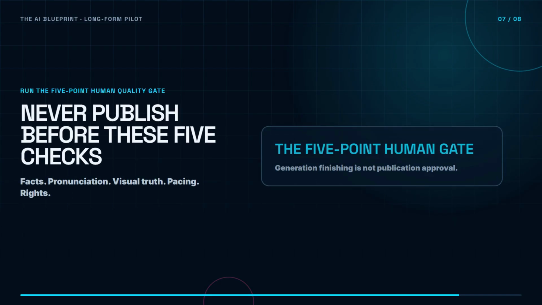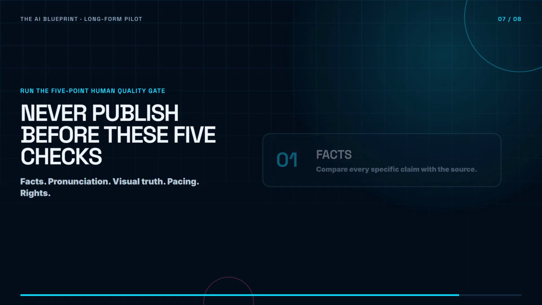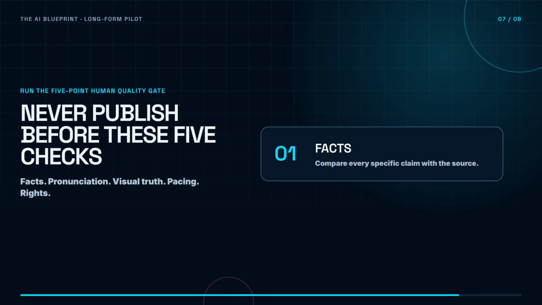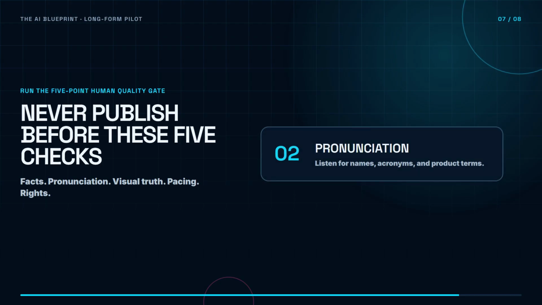Start generation, then work on the title, description, and thumbnail while the overview processes. Do not fake an instant result. When it finishes, review it 5 separate ways. First, facts. Compare every specific claim with the source. Second, pronunciation. Listen carefully to names, acronyms, and product terms.